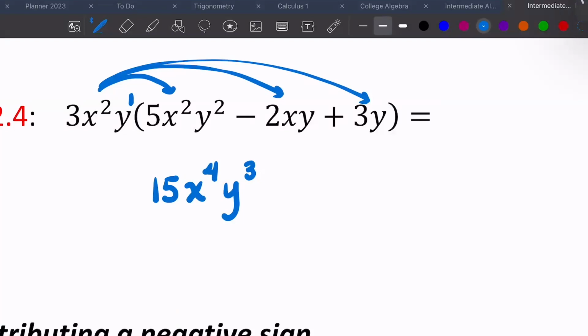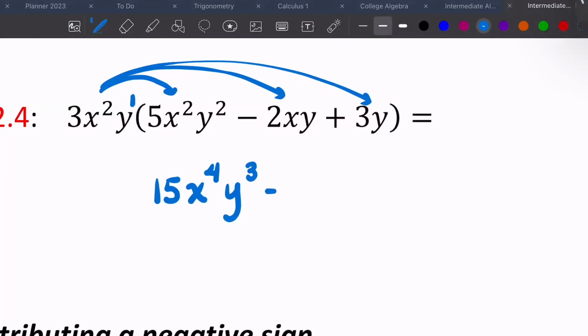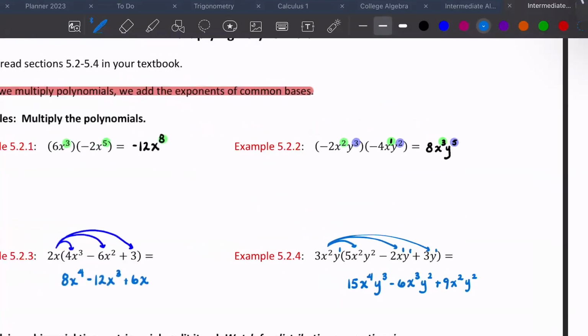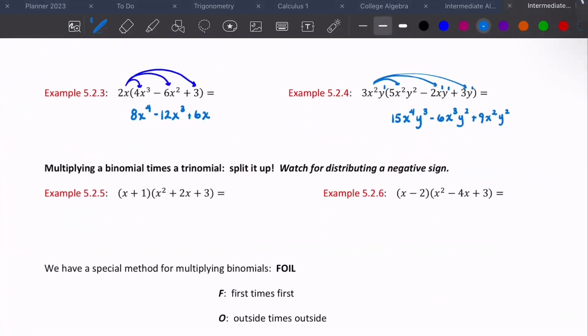Then go to the next one. Minus 3 times 2 is 6. X to the third, y to the second. Okay, I said 2 plus 1, and then 1 plus 1 gave me 2. And then the last one, you have 3 times 3, that gives you 9. And then x squared, and we don't have an x over here, right? So just leave it x squared. And then y to the first, that gives us y squared. Okay. All we're doing is adding those exponents when we multiply.